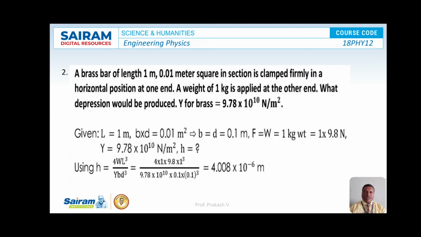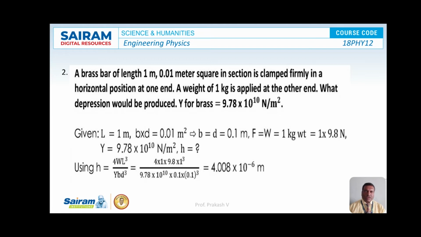So here the given data is L is equal to 1 meter and b into d, that is breadth into thickness, is equal to 0.01 meter square. So here b is equal to d, that is equal to 0.1 meter, and F is equal to W, that is equal to 1 kg, and the weight will be nothing but 1 into 9.8, that is mass into acceleration due to gravity, so many newtons. And the Young's modulus is taken as 9.78 into 10 to the power of 10 Newton per meter square. So what is the value of h here? That is how much depression will be produced because of the load applied.